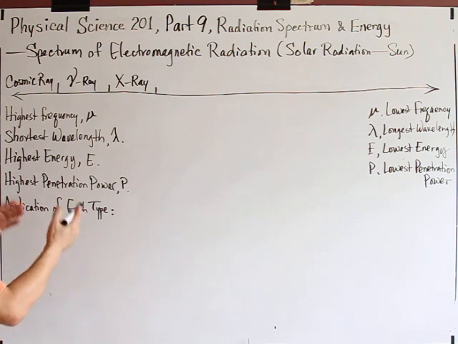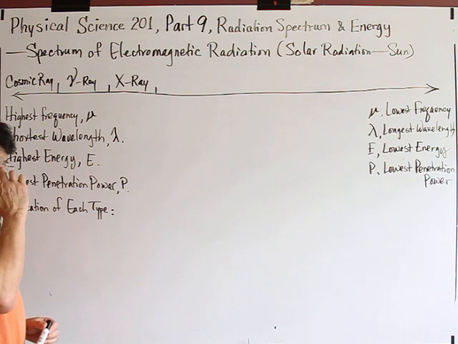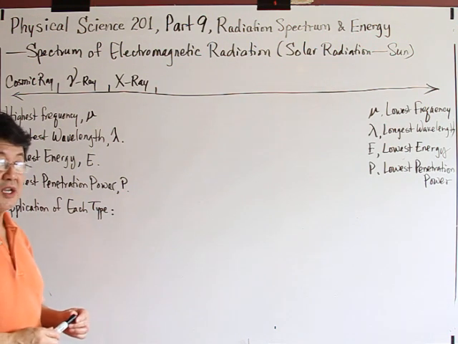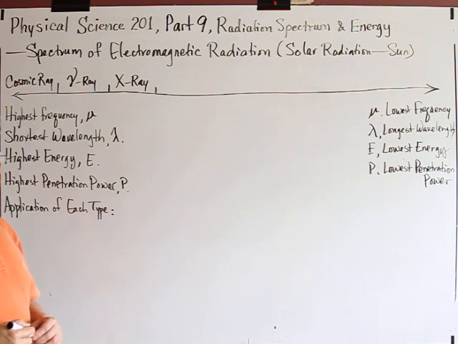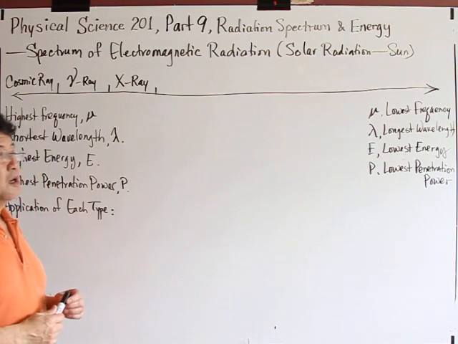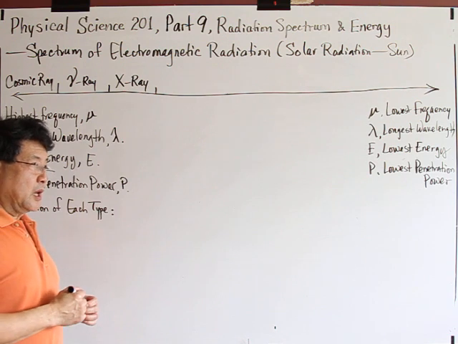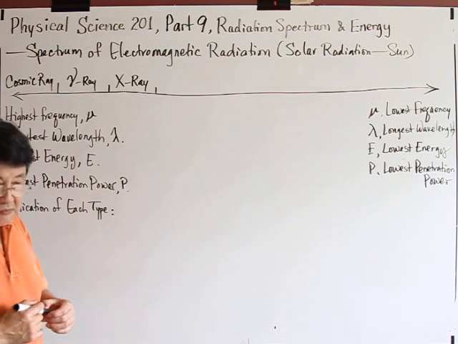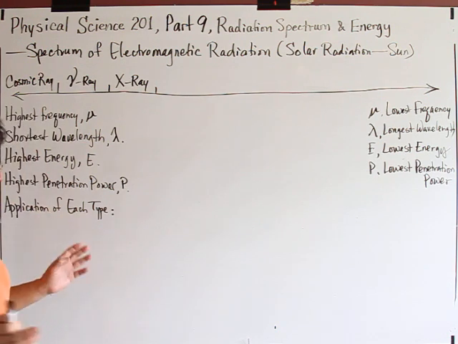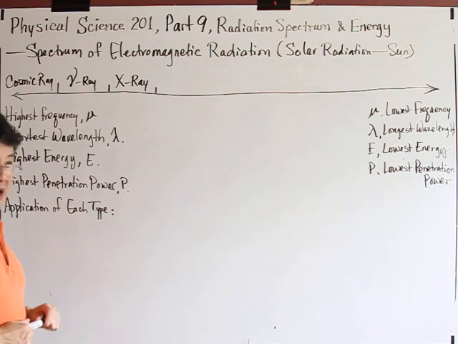We talked about the physical properties of the radiation, and the relationship between the frequency of the radiation and the energy is directly proportional. But for the wavelength of the radiation, the relationship with energy is inversely proportional. We already explained that in part 8, now in part 9, we continue on radiation spectrum and energy.